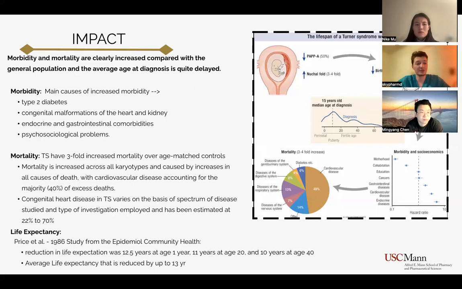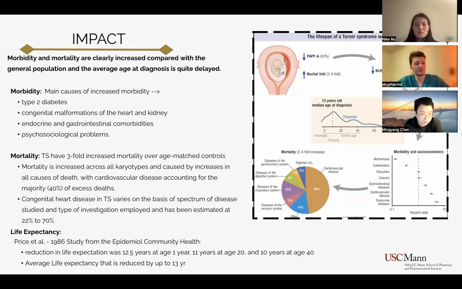One thing I do want to mention is that congenital heart disease in TS varies on the basis of the spectrum of the disease. So it depends on how far along the disease state is. Among the majority of individuals diagnosed with congenital heart disease, there has been an estimate of about 22 to 70% having a mortality rate. Life expectancy, on the contrary, is actually quite interesting to see.